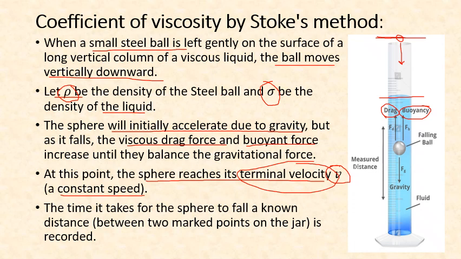Now what we will do is take the timing for the sphere to fall a known distance. That is, we will mark two points on the vertical column like this. Let us say this is the first mark and the second mark is like this. We will measure the distance between these two markings and take a stopwatch and measure the time for the steel ball to fall from the first marking to the second marking. The time is noted.